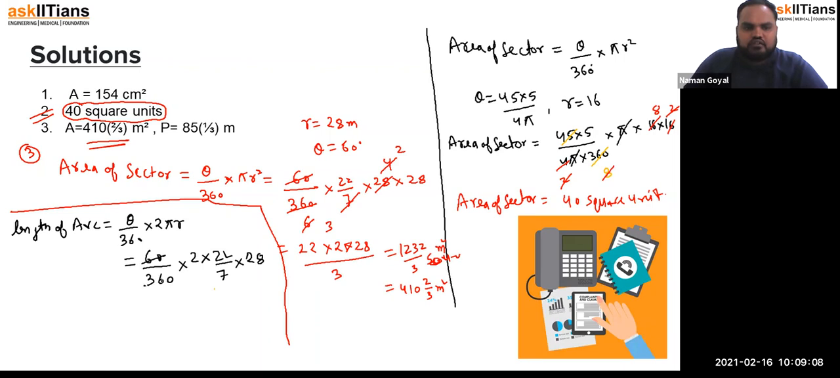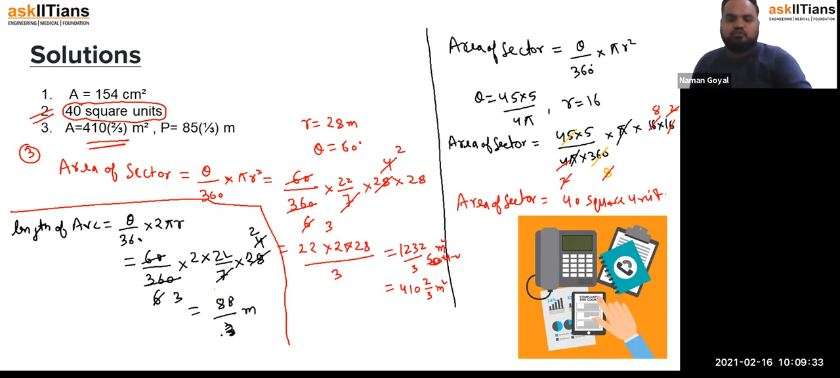So this will be cancelled out by how many times? 6, 4 times, 2 times, and it will be 3 times. So how much do we get? 22 into 2, 44, 44 into 2, 88 by 3. Now this is not our answer. Our answer is the perimeter. The question is asking for the perimeter, and we know the formula for perimeter is 2 pi r plus 2r. So we have to add 2r extra.